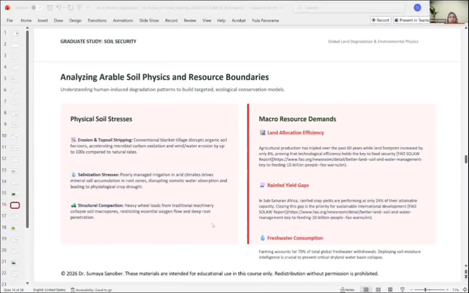What we are talking about in this slide is that we are trying to analyze the soil's physical and resource boundaries. If you see, it has been classified into two different classifications. The first one is called physical soil stress, and the second one is macro resource demand. When we talk about physical soil stress, we are talking about erosion and topsoil stripping. What's happening over here is that we are trying to understand human-induced degradation patterns to build a targeted ecological conservation model. This is what we call soil security, where we are talking about erosion, salinization, structural compaction, and then land allocation efficiency as well as rainfall yield gaps.